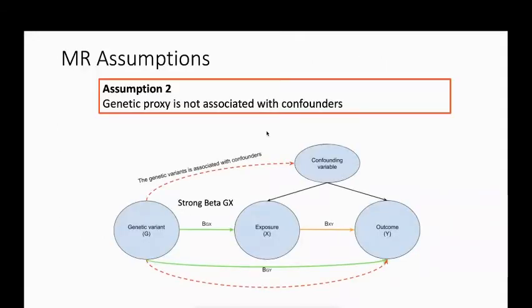Assumption number two is that the genetic proxy is not associated with confounding variables. So again, you see the red dotted arrow. That would be an issue with an MR study if the genetic variant was associated with a confounding variable. So that would breach the assumption, and the MR study would no longer be valid.